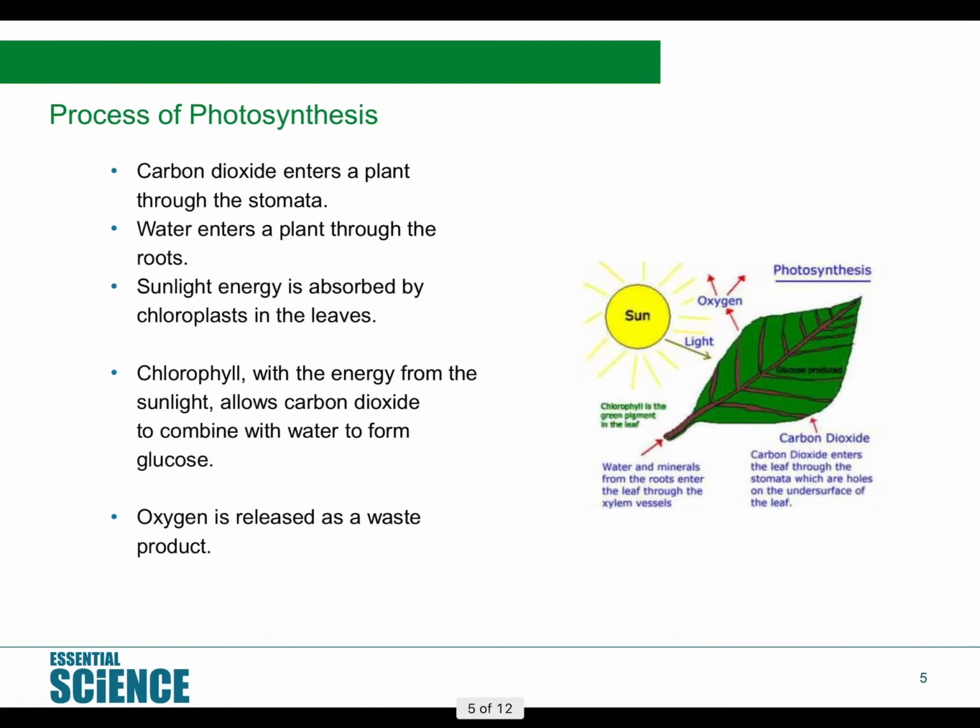Now, the process of photosynthesis. Well, what has to happen is the carbon dioxide enters the plant through the stomata. Now, stomata, if you can see in the diagram there, are tiny little openings or holes or pores that are mainly on the undersurface of the leaf. So the carbon dioxide gas goes in from the atmosphere or in from the air through stomata and into the leaf, okay? The water goes into the plant from the roots.